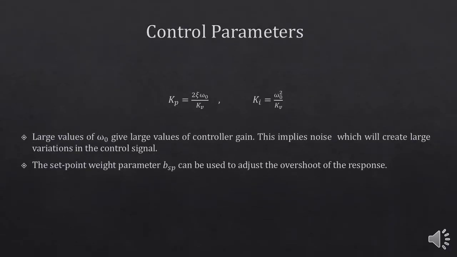Two control parameters that we are going to use are Kp and Ki. Large values of omega naught give large values of controller gain. This implies noise, which will create large variation in the control signal. The set point weight parameter BSP can be used to adjust the overshoot of the response.